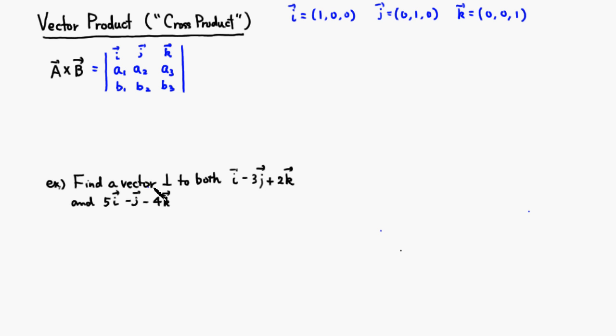So let's try to find a vector perpendicular to both of these two vectors, i minus 3j plus 2k and 5i minus j minus 4k. One of the properties of the vector product is that it is always a vector which is perpendicular to both of these vectors, so it's perpendicular to A and perpendicular to B. If you're looking for a vector perpendicular to two vectors, all you really have to do is take the vector product of those two vectors. So let's do that.